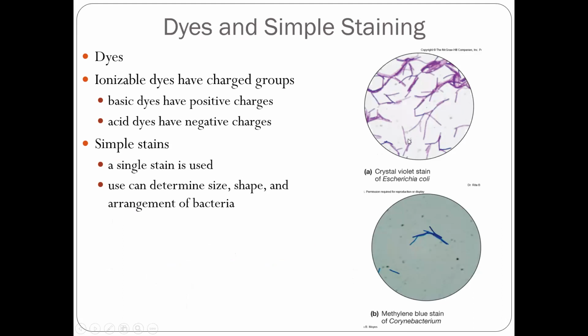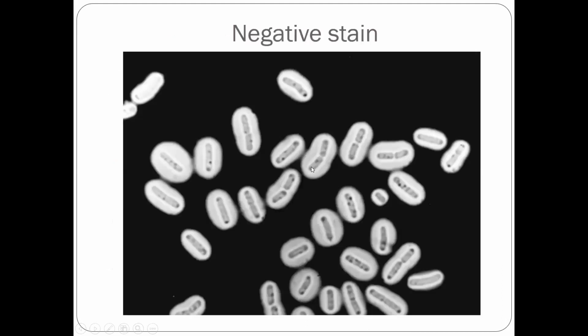After simple stain, we could see this is a crystal violet stain of E. coli. And this is methylene blue stain of Corynebacteria. Corynebacteria are stacked together, we call it club shape. Because of simple stain, we know the size, shape, and the arrangement of the bacteria. That's why we have to do a simple stain. This is a negative stain of the bacterial capsule. And this is actually Streptococcus pneumoniae, which is a lancet shape, a short chain, and the capsule is a polysaccharide, very heavily packaged. So we see the background is dark, then the specimen showed up.